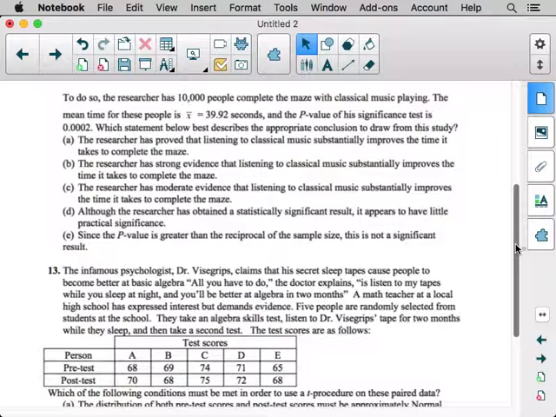Which one kind of talks about or has the same kind of conversation or flow as what we just talked about? "Although the researcher obtained a significant result, it appears to have little practical significance." Perfect.